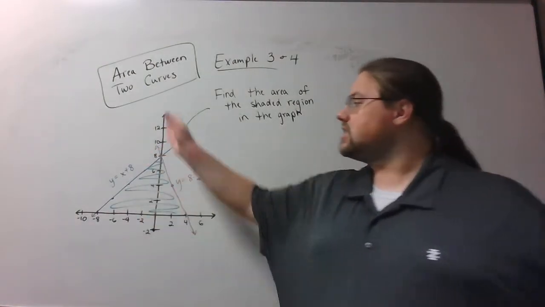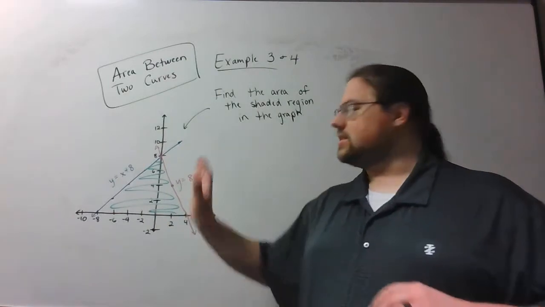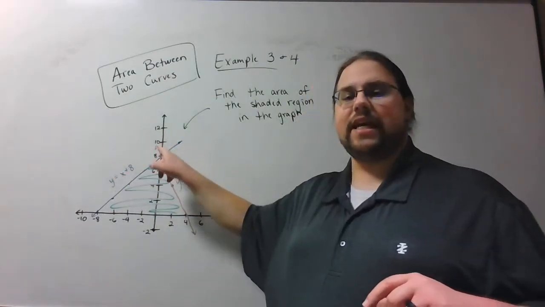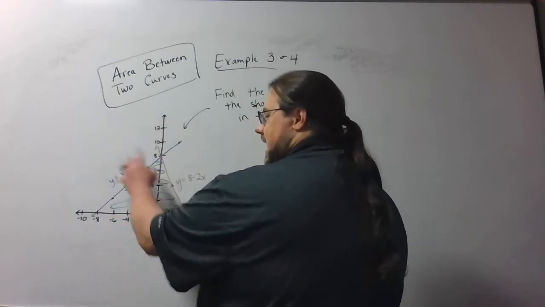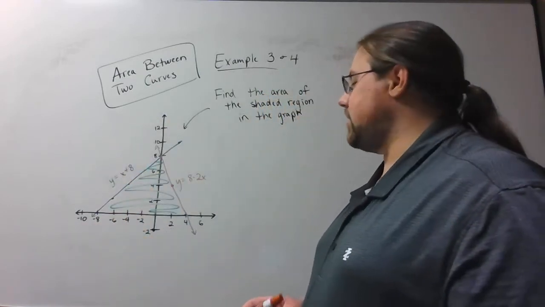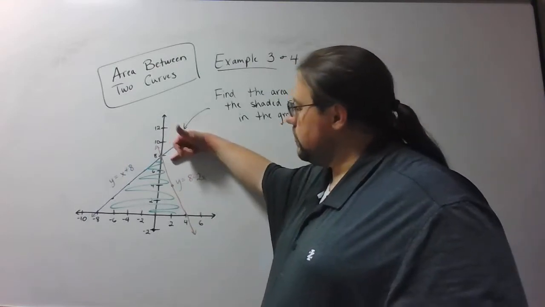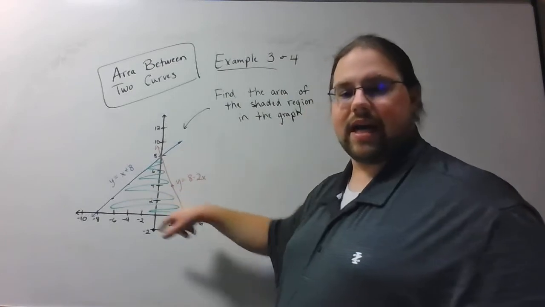What I'm going to do is split this region along the y-axis. Since it's two different functions and they intersect here, I can focus just on the left side of the y-axis, so this area under the blue line, y equals x plus 8, and then I can add it to the area under the red line, which is y equals 8 minus 2x. That gives me the right side of the graph.